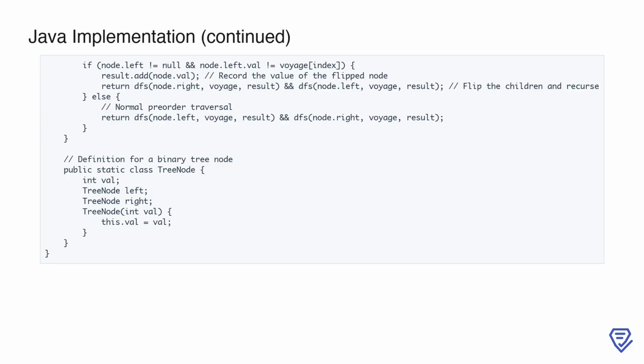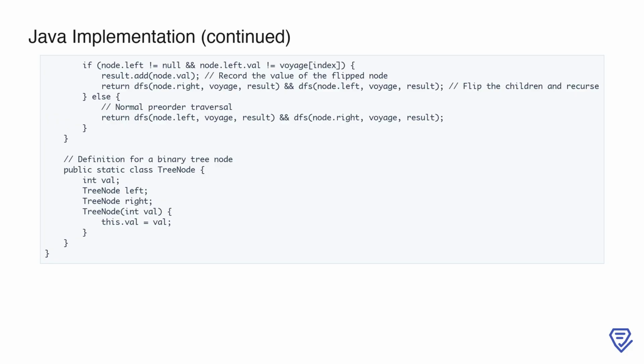Then, we recursively call DFS on the right child first, followed by the left child, effectively flipping the traversal order for this subtree. On the other hand, if no flip is needed, we simply perform a normal preorder traversal, recursively visiting the left child first and then the right child. The method ensures that the traversal adheres to the voyage array by validating each node's value at every step.